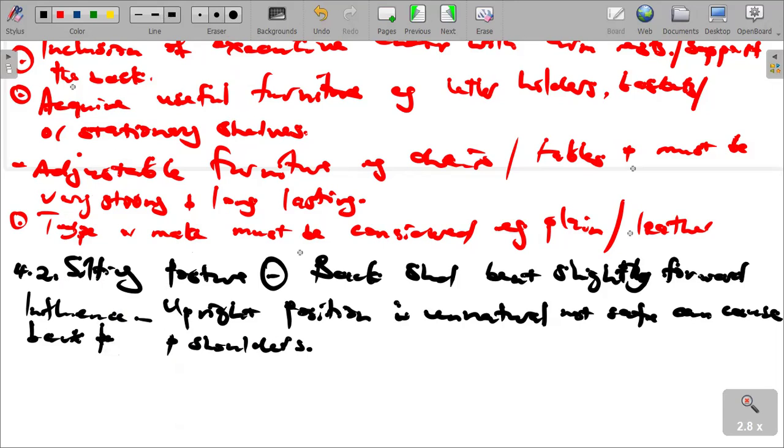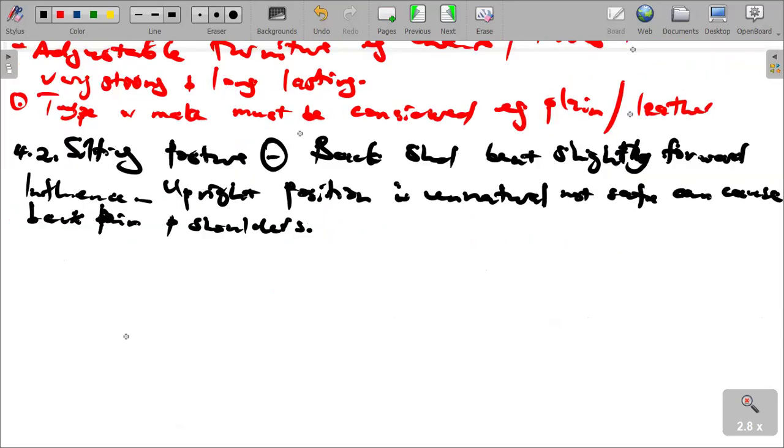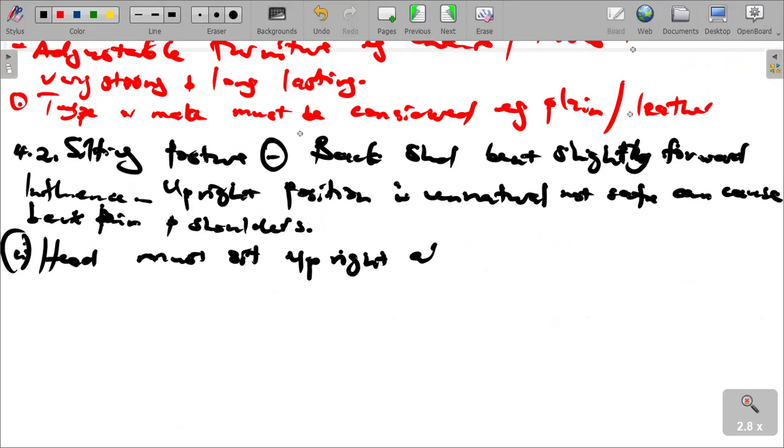Back pain and also pain on the shoulders. So that is one position. And then we can also talk about the head. Number 2, the head should be kept upright in line with the spinal column. The head must sit upright, aligned to the spinal column.